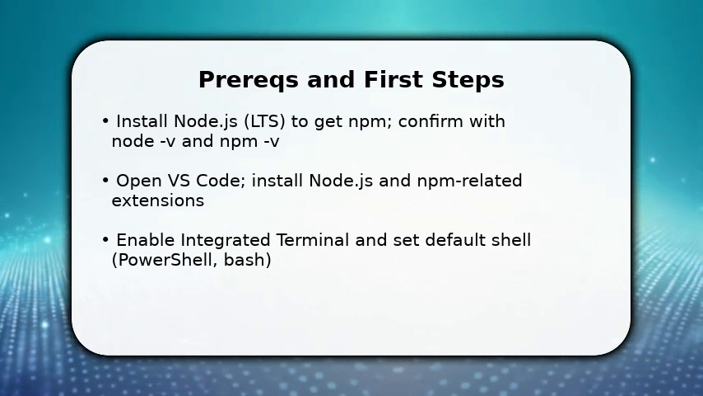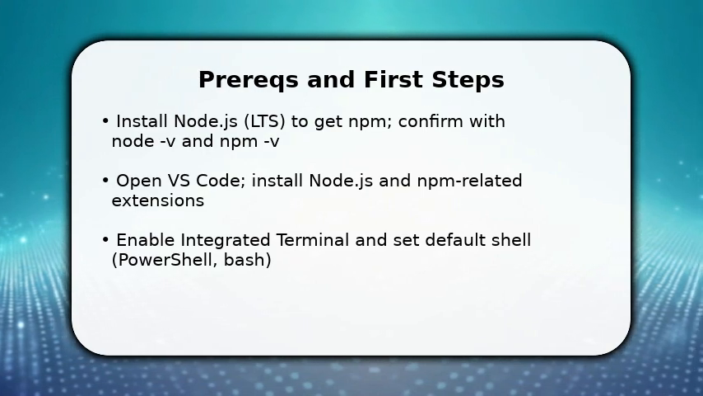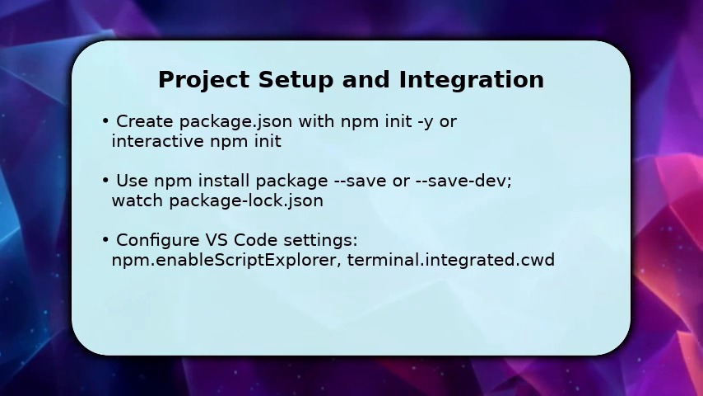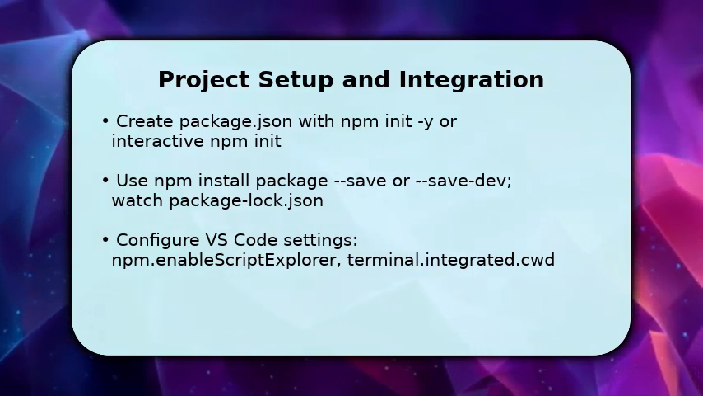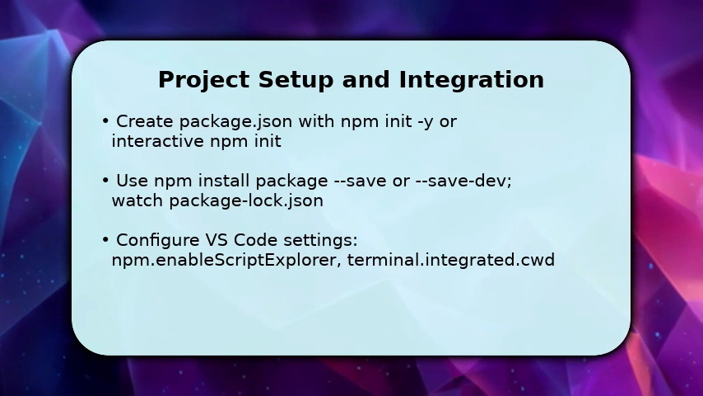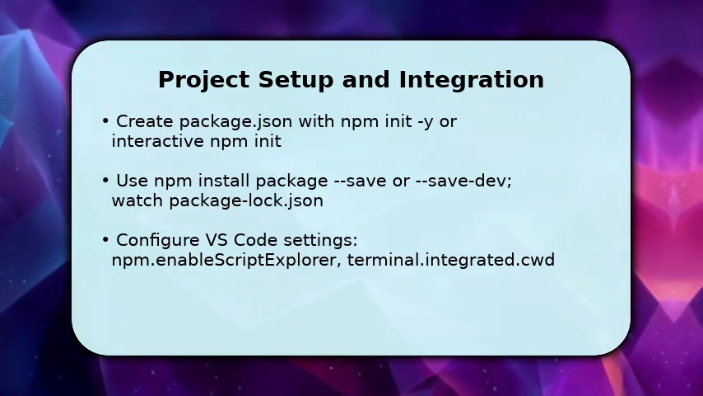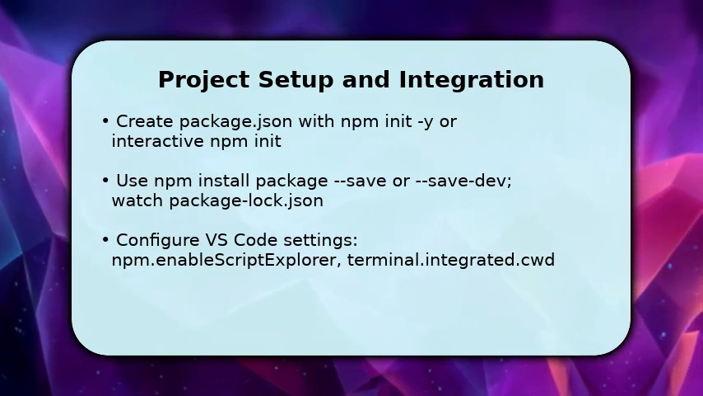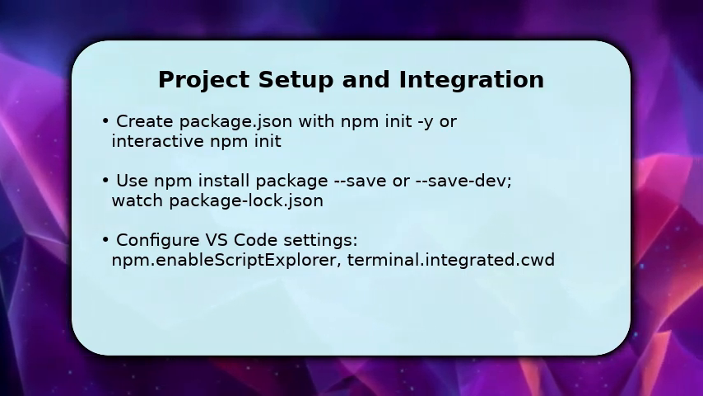Once your environment is ready, you initialize the project. Run npm init to create package.json quickly, or do the interactive init to customize. Then install dependencies with npm install <package>, --save for runtime or --save-dev for dev tools. Observe package-lock.json updates to ensure reproducible installs.